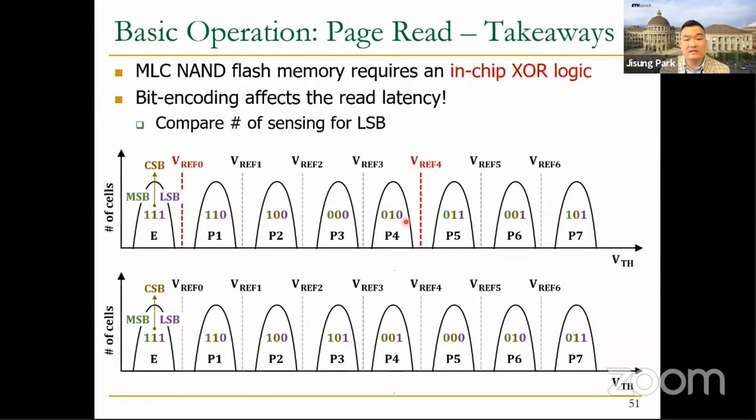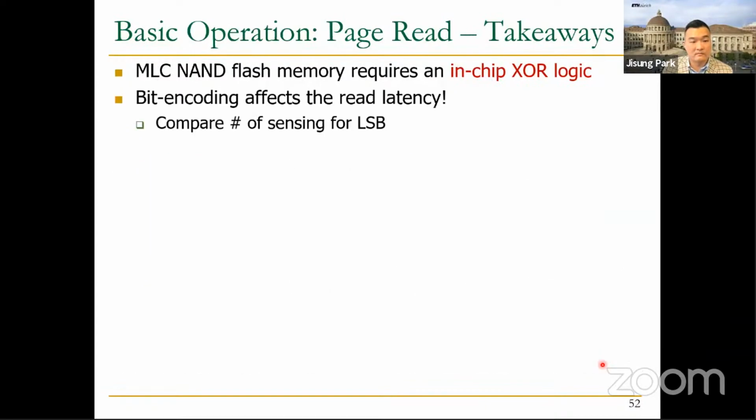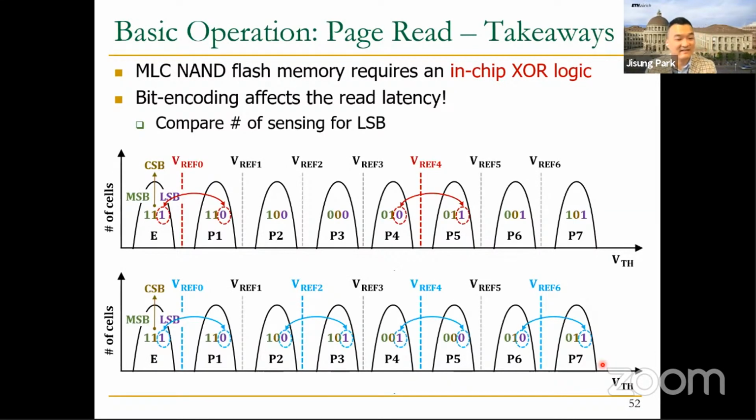And how about the bottom figure? We need to first use BREF0, right? And BREF2, and also BREF4, and BREF6. This means that the second encoding scheme, when it needs to read the LSB page, requires 4 sensing steps, which doubles the number of sensing steps compared to the first encoding scheme.